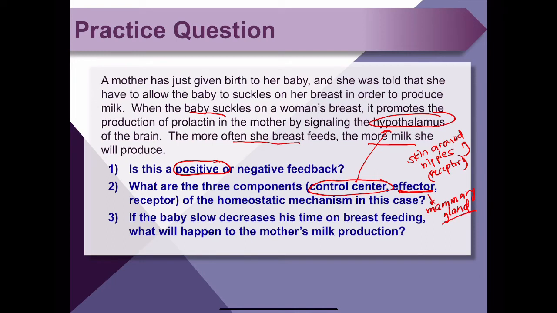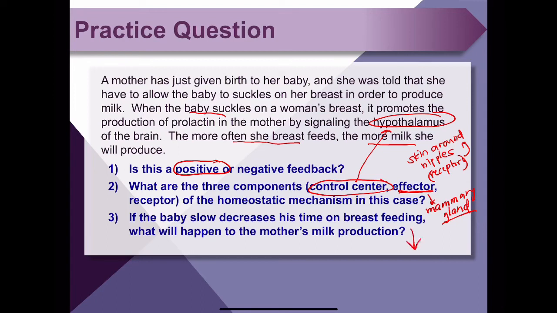So the brain tells your mammary glands, hey, the baby is sucking and needing more milk. We need more supply. So the effector tissues are your mammary glands, which act in response by making a lot more milk to provide for the baby's needs. So last question, if the baby slowly decreases his time on breastfeeding, what will happen to the mother's milk production? It will also decrease.